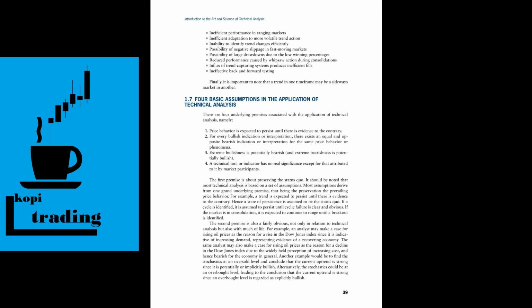The first premise is about preserving the status quo. It should be noted that most technical analysis is based on a set of assumptions. Most assumptions derive from one grand underlying premise, that being the preservation of the prevailing price behavior. For example, a trend is expected to persist until there is evidence to the contrary. Hence, a state of persistence is assumed to be the status quo. If a cycle is identified, it is assumed to persist until cyclic failure is clear and obvious. If the market is in consolidation, it is expected to continue to range until a breakout is identified.